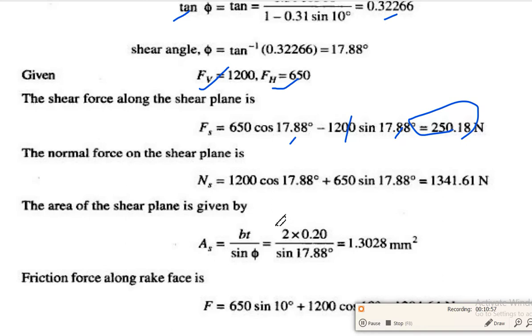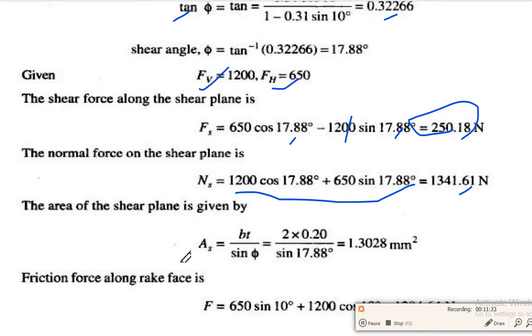Now if we find the value of the normal force on the shear plane, we have Fv as 1200 cos phi plus the horizontal force Fh 650 sin phi. If we solve this equation, we get the normal force on the shear plane as 1341.61 Newton. After that we have to find the area of the shear plane. As is equal to b t by sin phi.